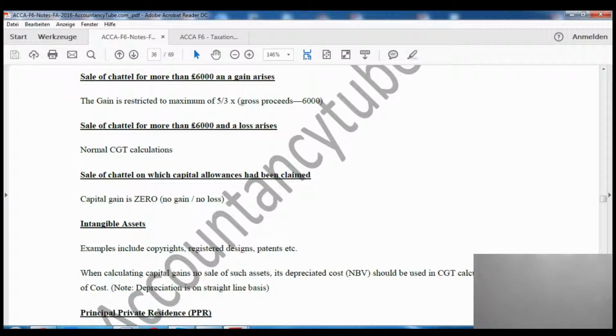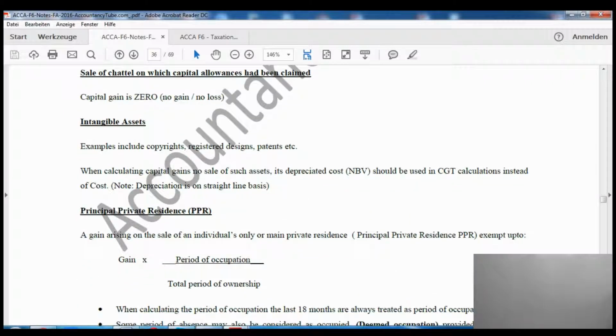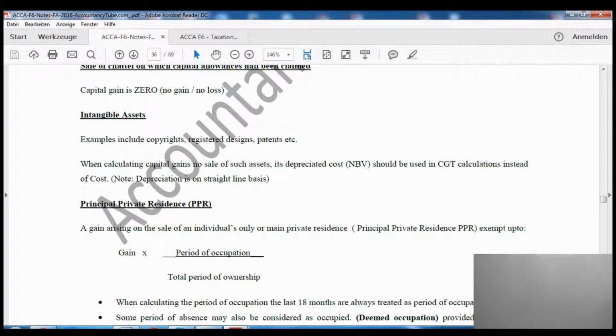Right? And after that it says a sale of chattel for more than £6,000 and a loss arises. Normal CGT calculation will do that. And if we have claimed a capital allowance on a chattel, say for example, if it was plant and machinery, we have already claimed capital allowance on plant and machinery anyway. So on that asset, we won't have to pay any capital gains tax. Right? So it says a sale of chattel on which a capital allowance has been claimed, capital gain is zero, so no gain, no loss.